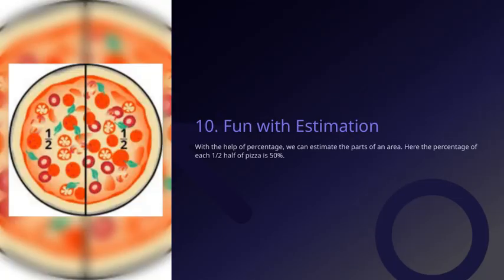Now, let's have some fun with estimation. As you can see here, by using percentages, we can actually estimate parts of an area quite easily. For example, in this picture, each half of the pizza is 50%. So, if I wanted to estimate how much of the pizza is eaten or remaining, I could simply look at the percentages. It's a practical way to make quick calculations without needing exact measurements. This approach ties into our overall theme of understanding parts of a whole using simple, intuitive methods. Remember, percentages are a powerful tool to help us break down and analyze areas or quantities in a straightforward way.